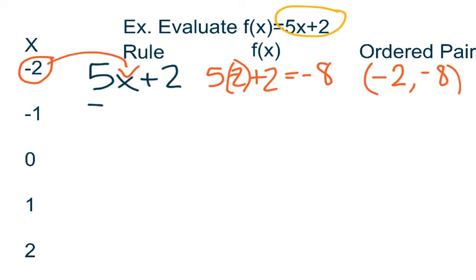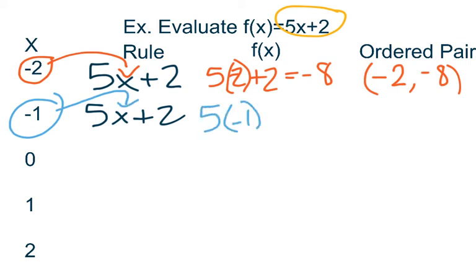For this one, my rule is still 5x plus 2. I'm now going to evaluate the function for -1, which means my x is -1. So I'm going to replace x with -1, and I'm going to see what I get. When I do that, I get -3. That means my answer is -1, -3, because I got inputs and outputs.